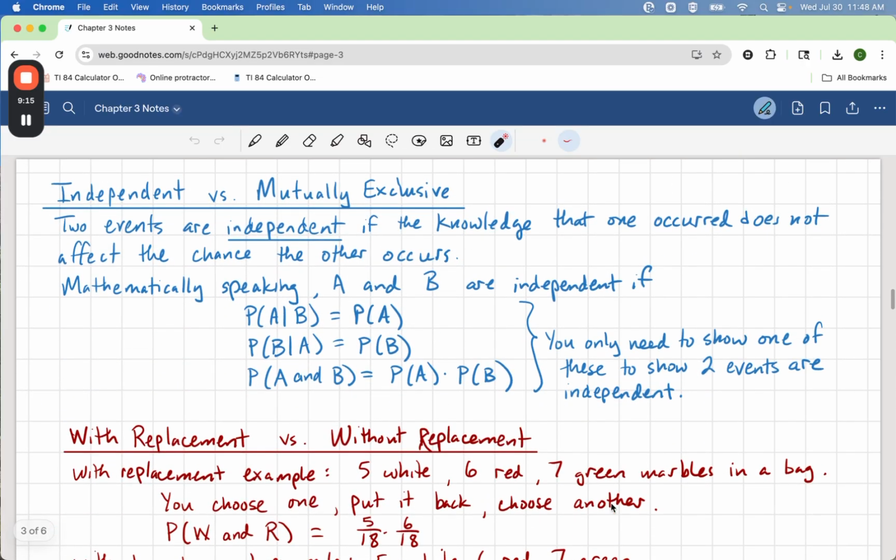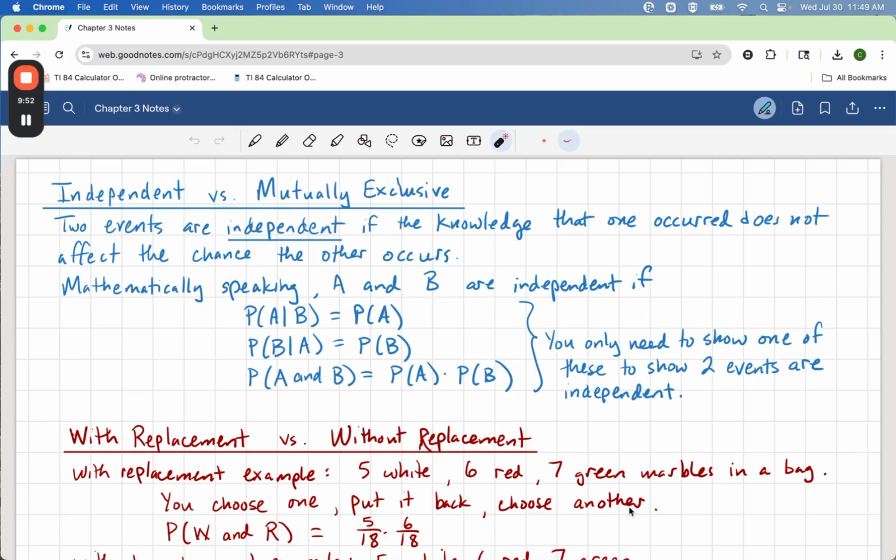Independent versus mutually exclusive. Independent is a difficult concept. Two events are independent if the knowledge that one occurred does not affect the chance the other occurs. So mathematically speaking, A and B are independent if probability of A given B is the same as probability of A, probability of B given A is the same as probability of B, or probability of A and B is the probabilities multiplied together. You only need to show one of those to show the events are independent, okay?